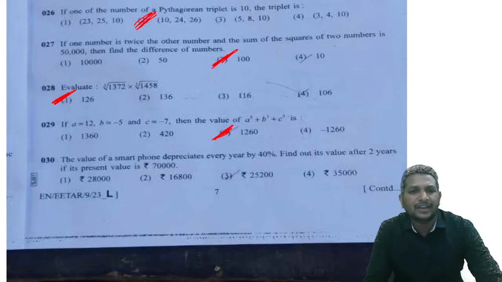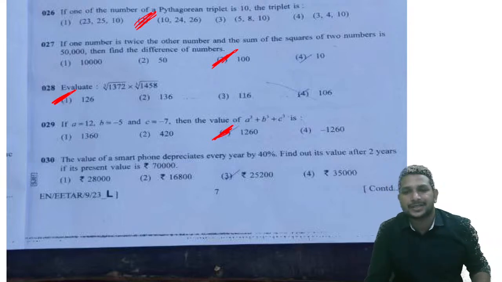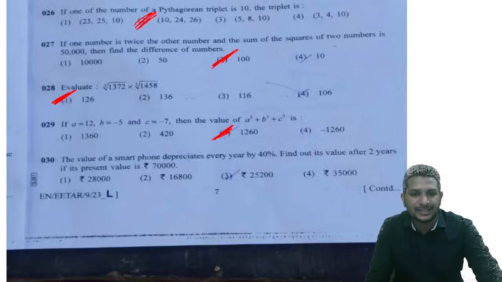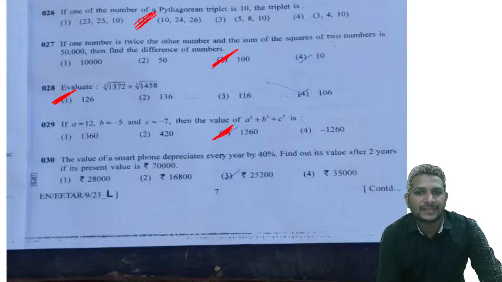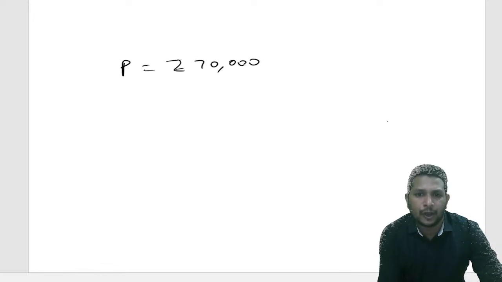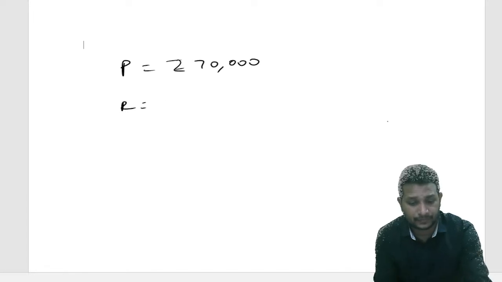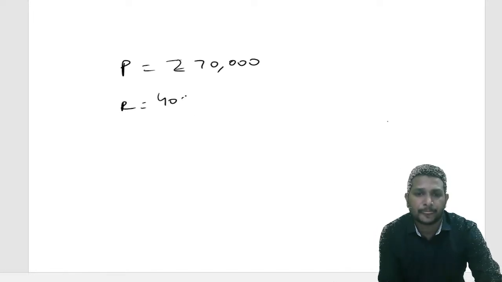Okay. So the value of the smartphone depreciates every year by 40%. They're asking the value after 2 years, as they gave the present value also. So how to find this value, as we have a formula for depreciation. They gave the present value, how much? 70,000. How much is it decreasing? 40%, right? And the time they gave as 2. So the value after 2 years.